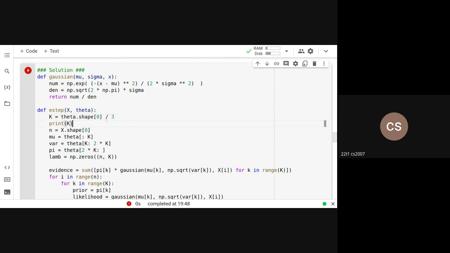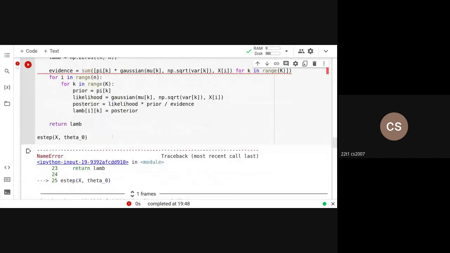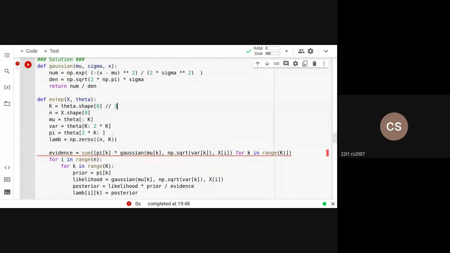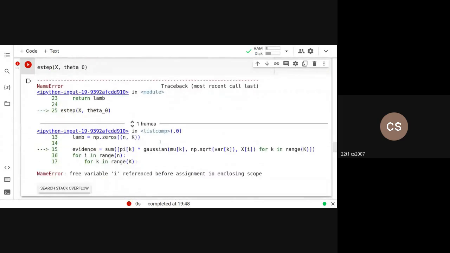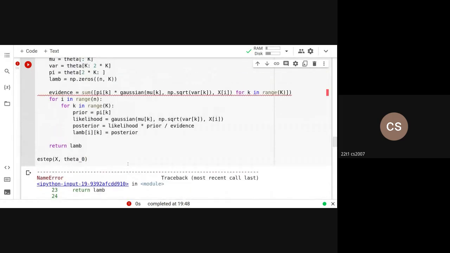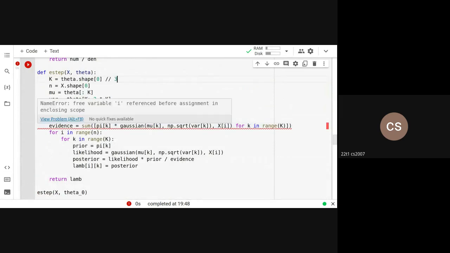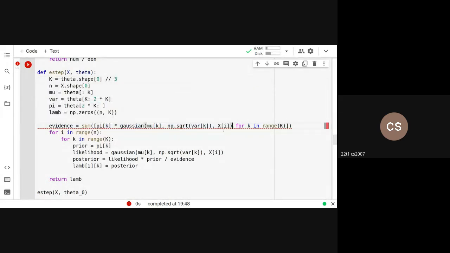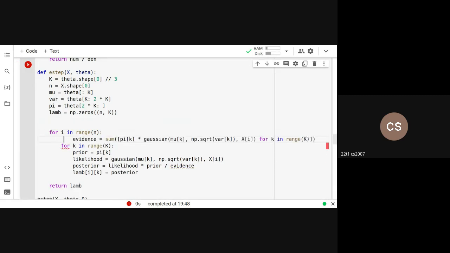Are you all lost or are you all still following? Following, sir. Okay, so this should be an integer. That's the problem. Now the next error is coming up here: free variable i referenced before assignment. That's fair enough. You have to compute the evidence, right? For each data point, you need the evidence, so it should be inside. Y of k, then.